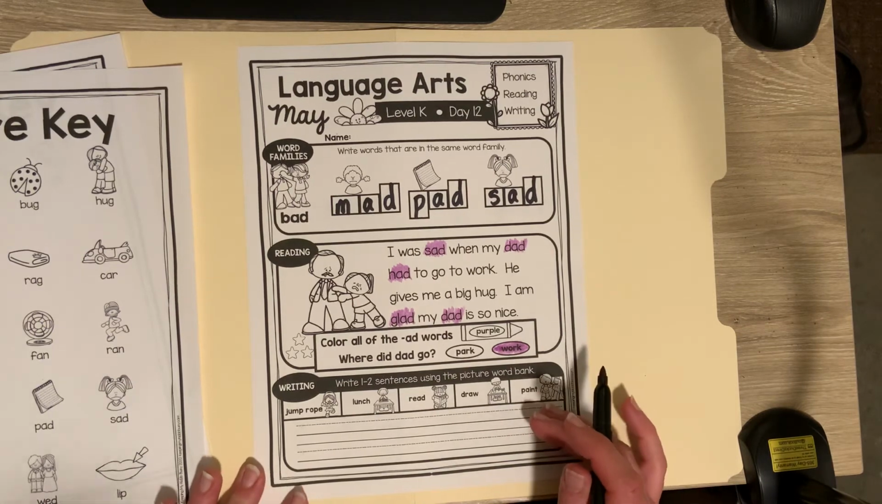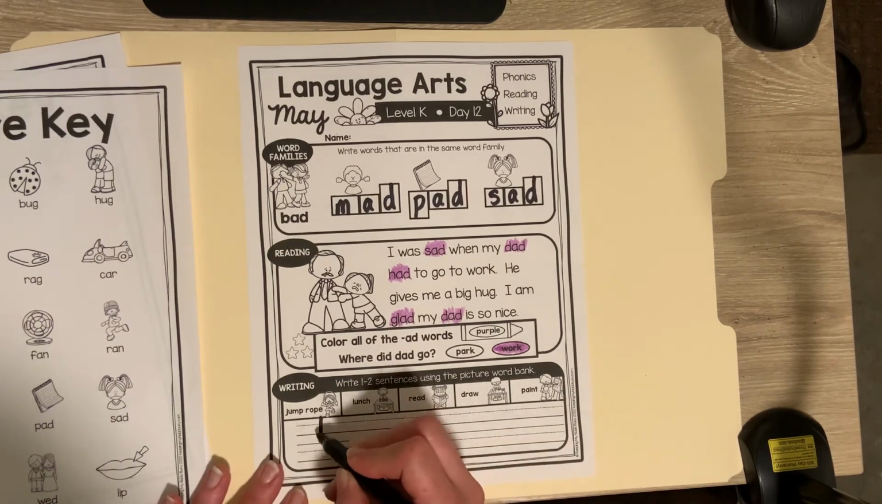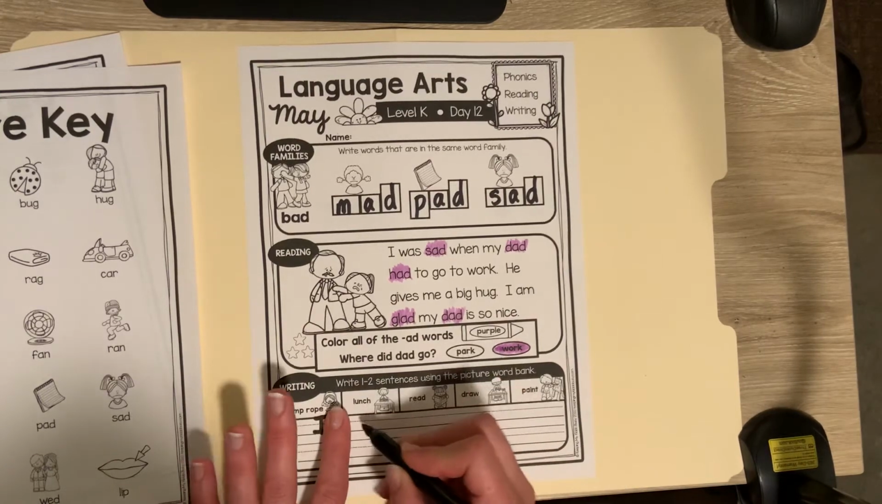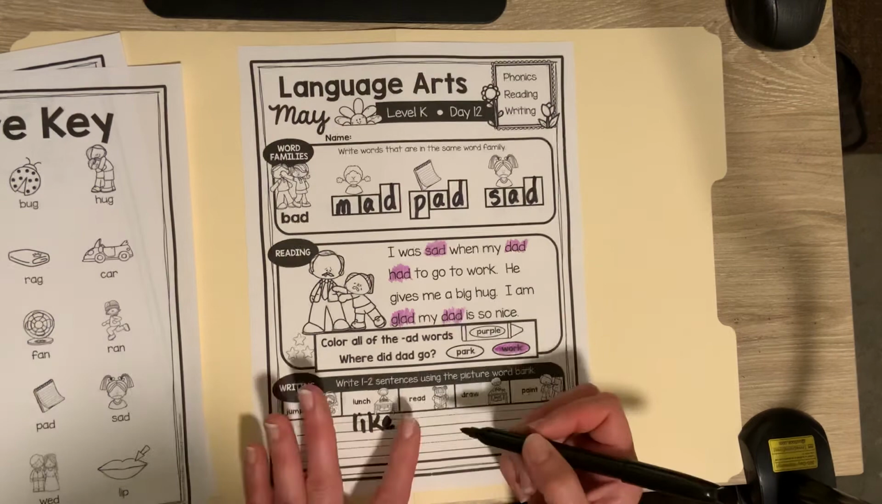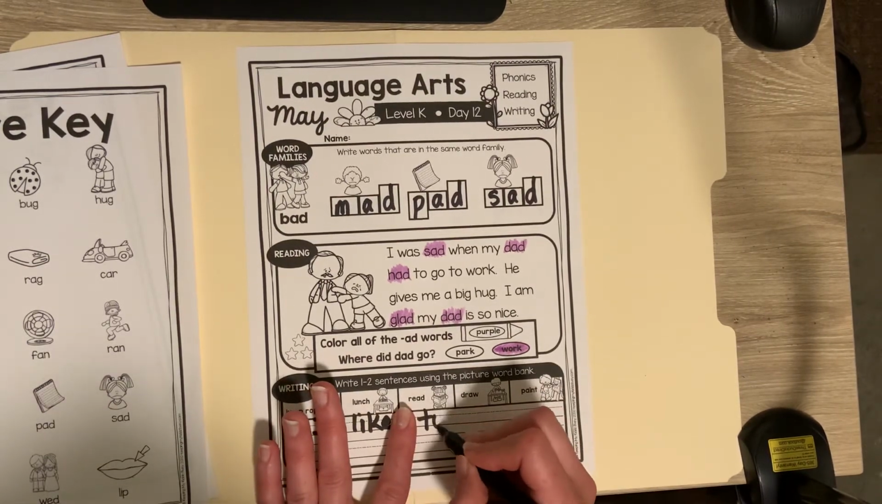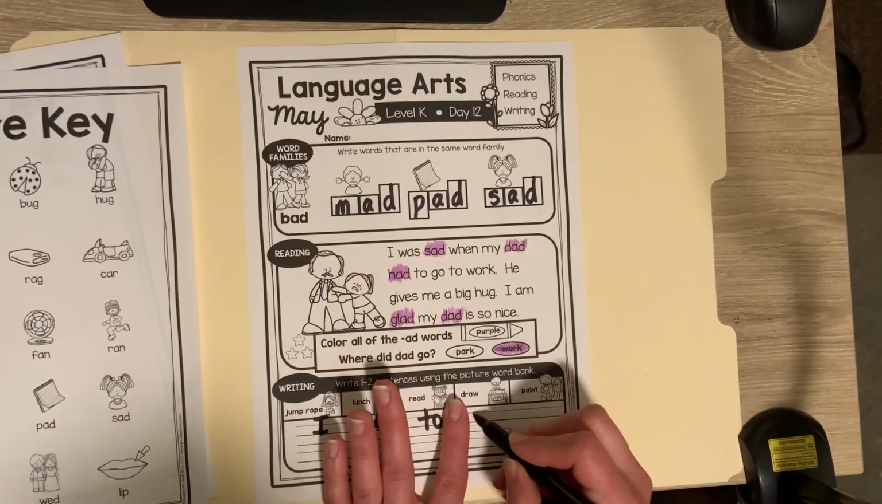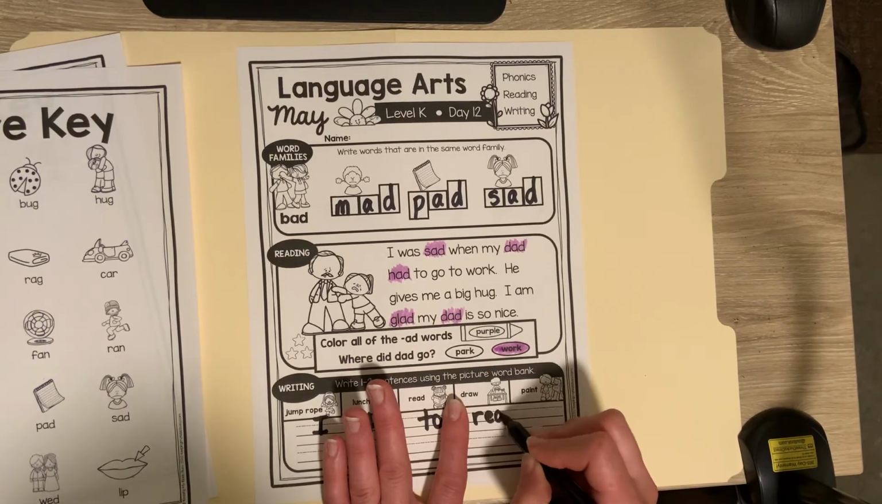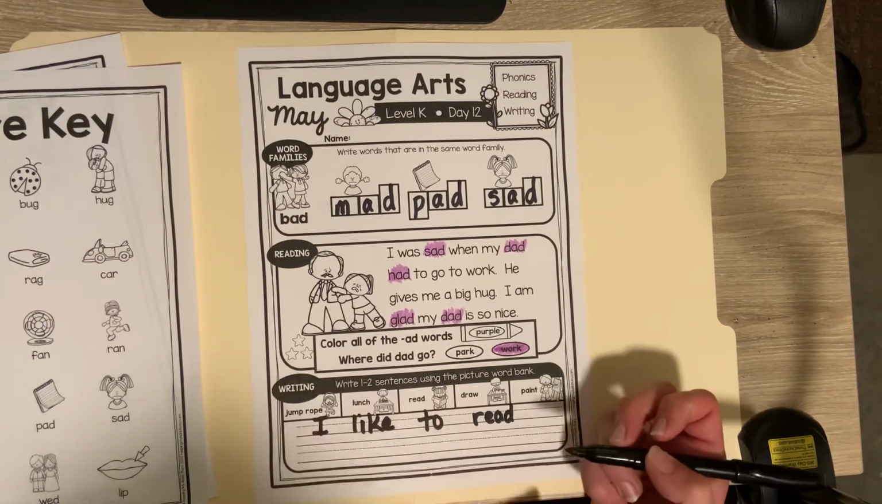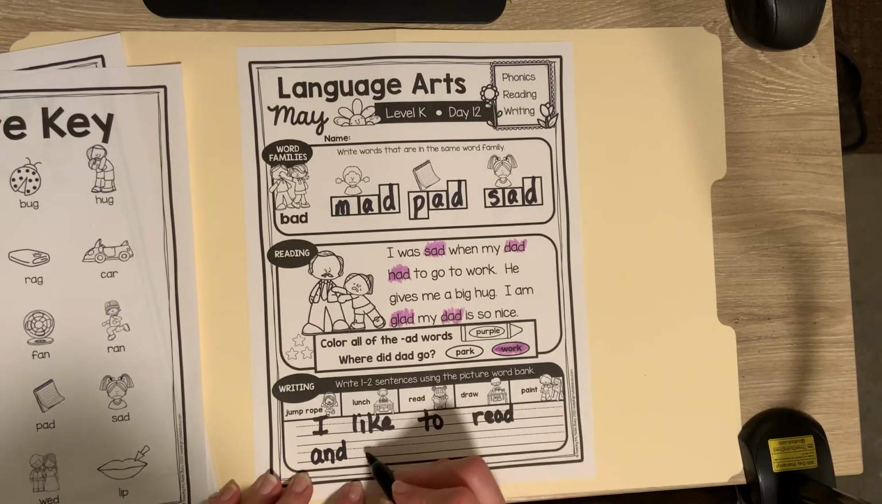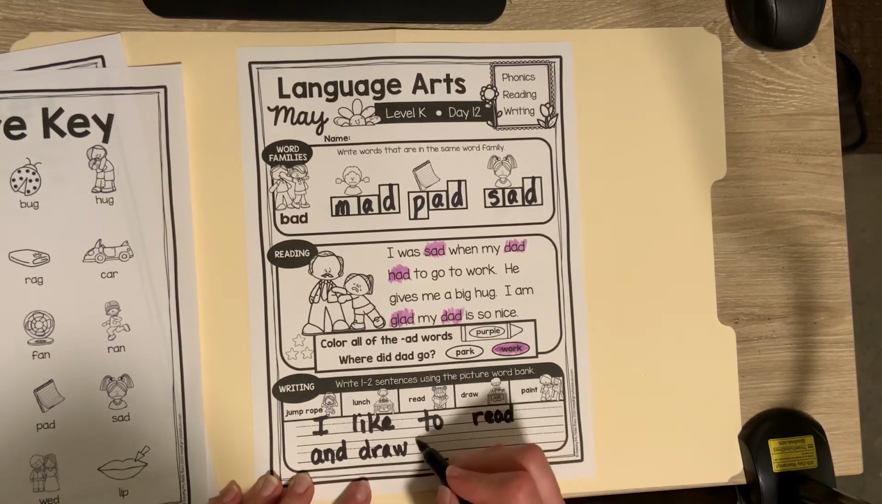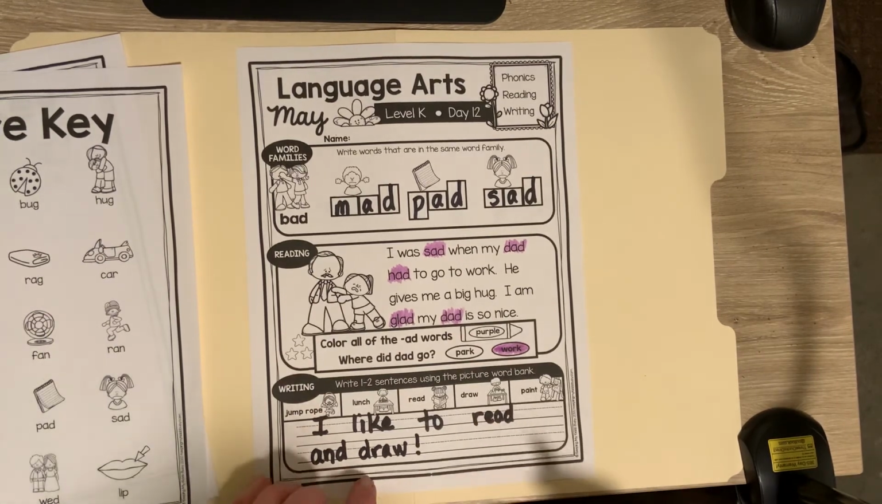And we can start with the word I with a capital letter I. Finger space like. Finger space to. Finger space read. Copy it from your word bank. Read. I'm going to come down to the next line for my and, A, N, D, draw. I'm going to do an exclamation point today because I like to read and draw.